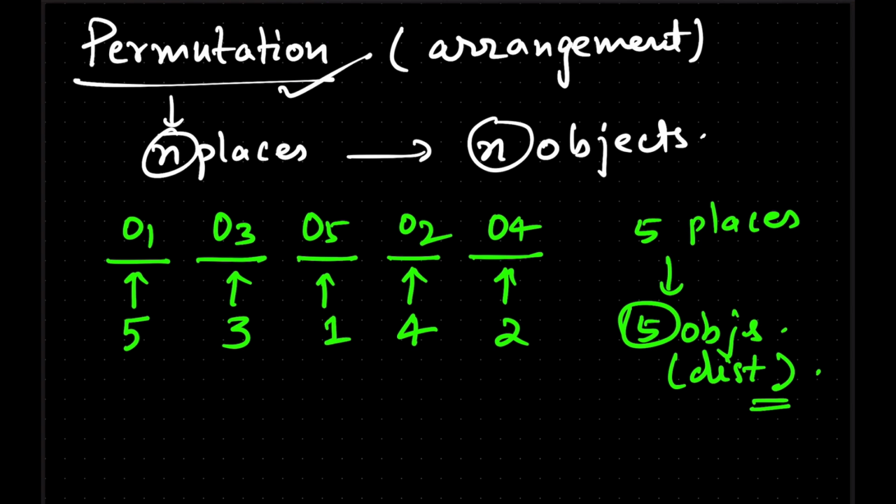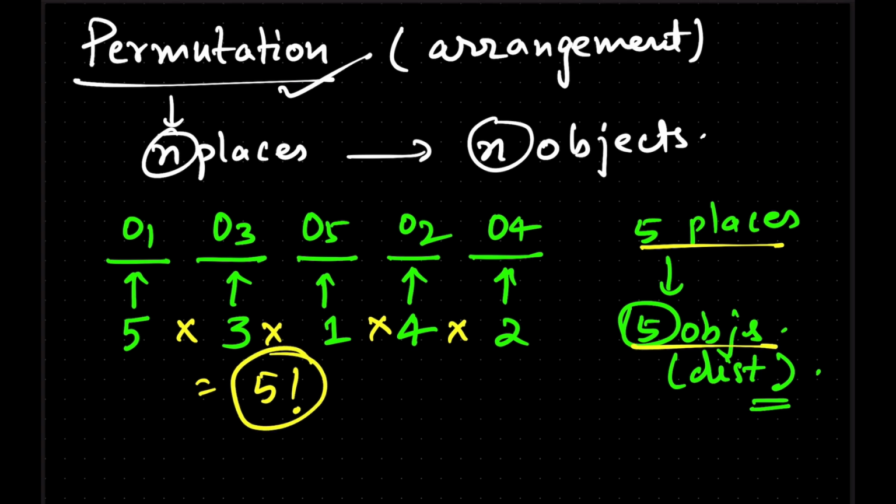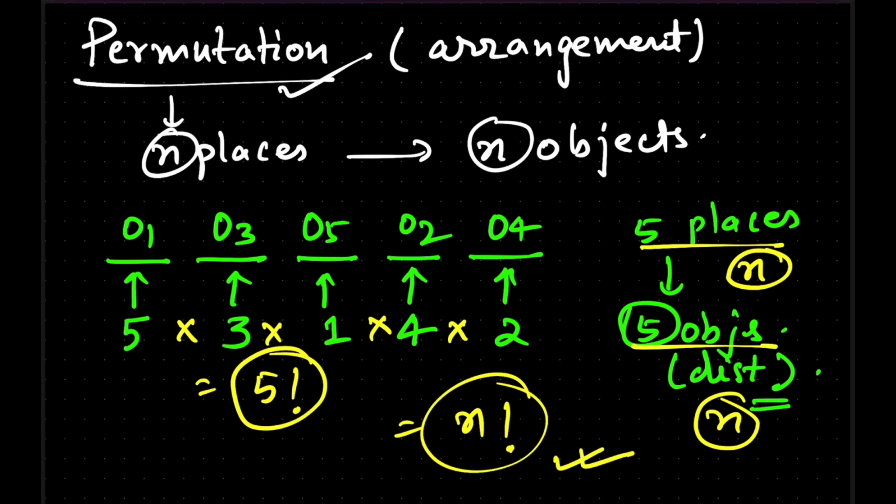So if you see the total number of ways of doing this work, it is 5 factorial. Now let's extend this. We have seen that for 5 places and 5 distinct objects, the total number of ways of arranging them was 5 factorial. Similarly, if there are n places and n distinct objects, you will get a total of n factorial ways of arranging them.